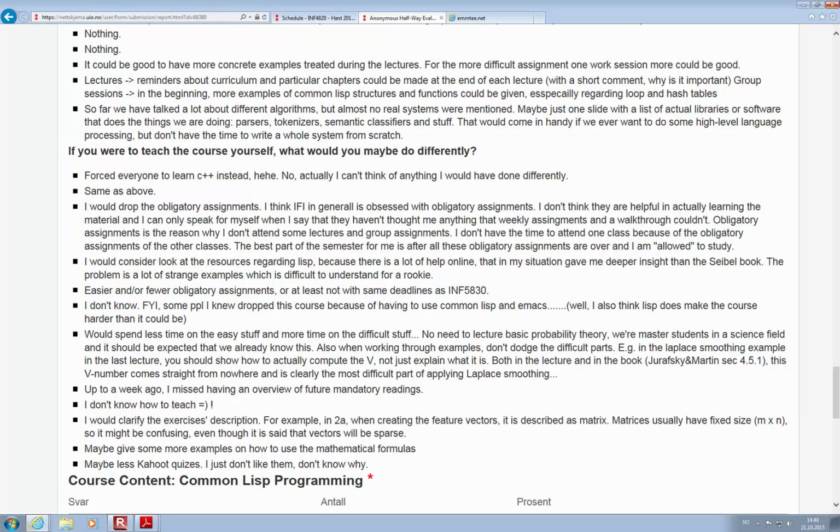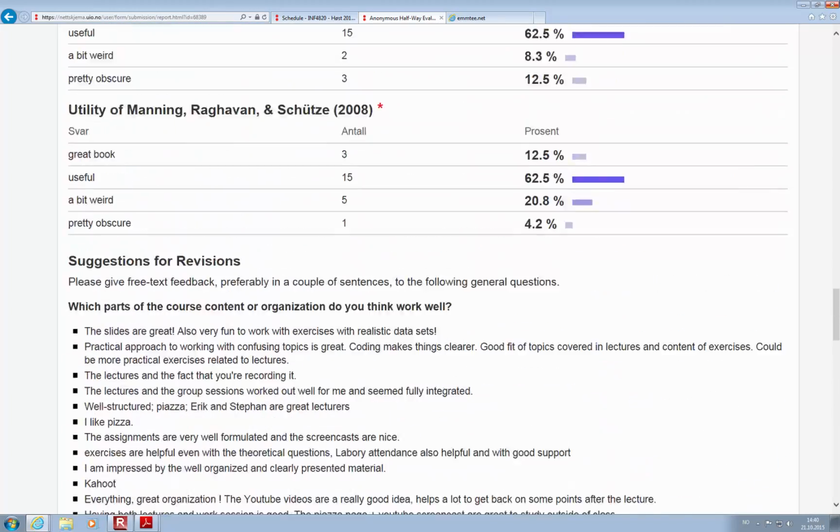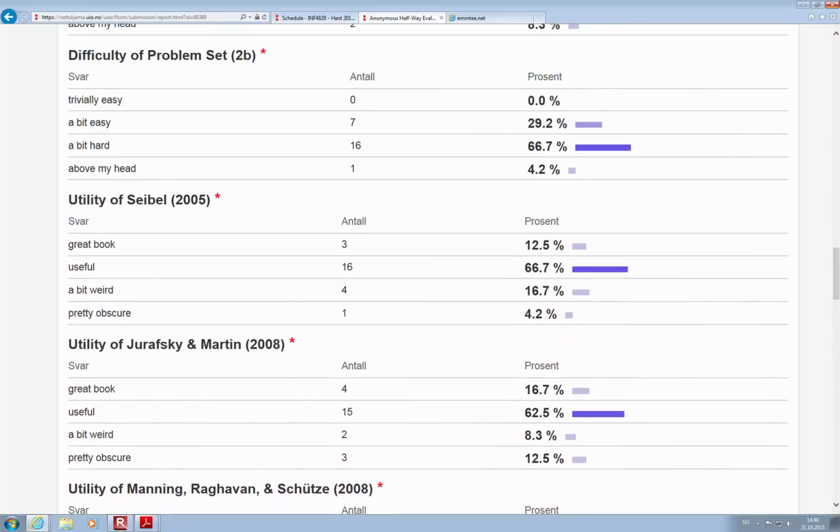But we're fairly happy with the feedback, though there are small suggestions here and there that we'll try to accommodate. So this is what we see. We'll post this to the course page so that you can also have a deeper look. Any final comments?